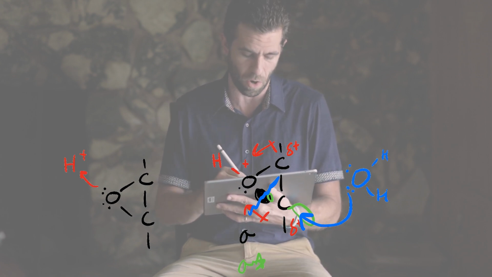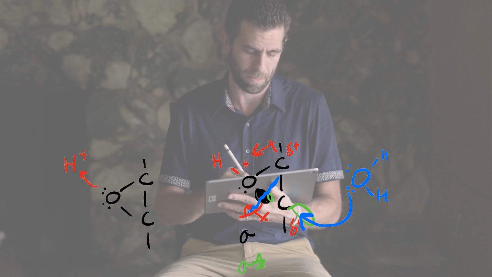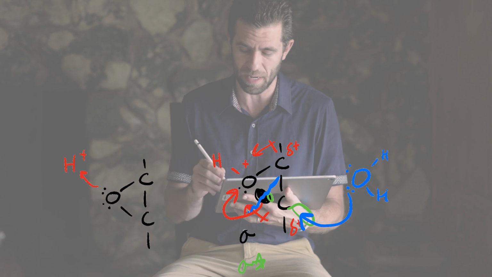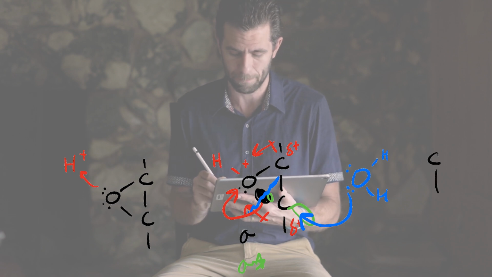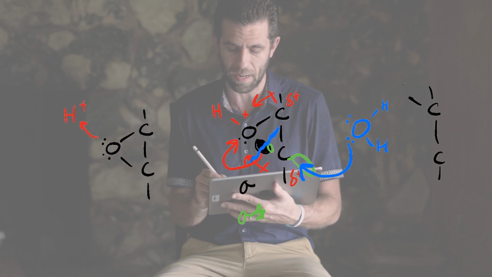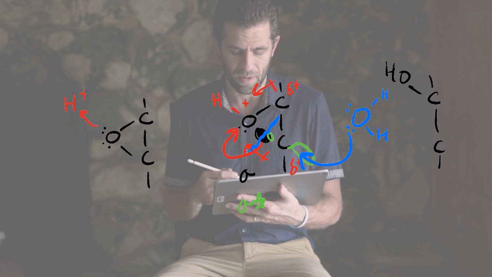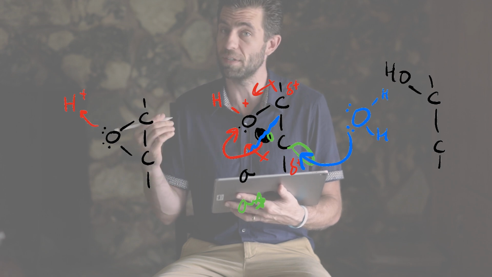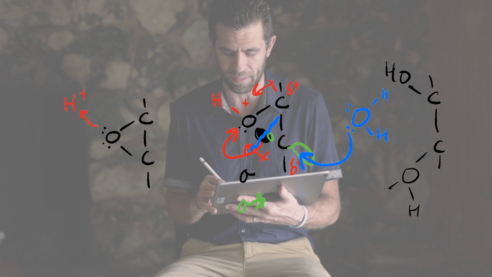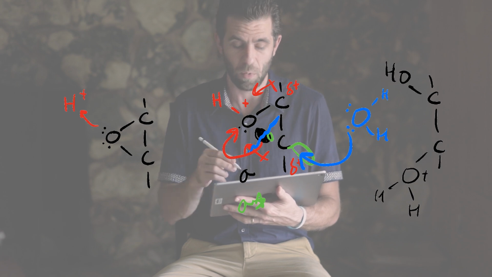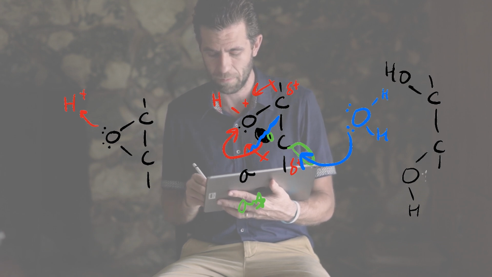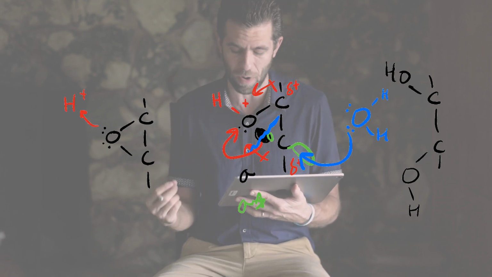Which would open up in this direction. What would that yield? Well, as we can see, looking right here, that would yield an alcohol right here, and that water that attacked, because it would at first look like this with a positive charge, would be deprotonated. We would end up deprotonating one of those hydrogens, and we would get a diol or two alcohols.